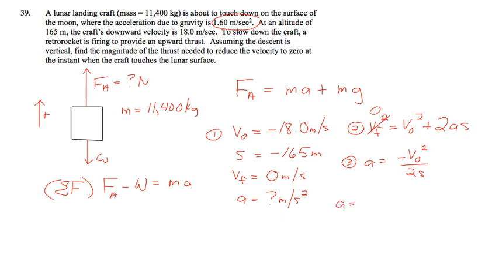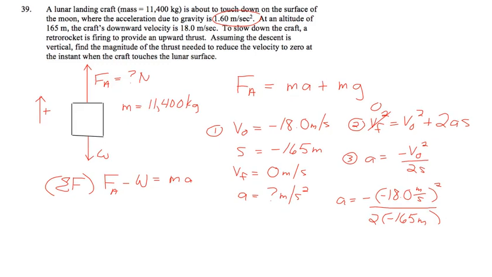So A is going to be minus VO squared divided by 2S. Notice that I'm putting parentheses for everything that's an unknown, so that that minus I know is part of the formula, and any minuses in here would be part of the fact itself. So my VO is negative 18 meters per second, and the displacement is negative 165. And if you solve that, that's going to get you the A.